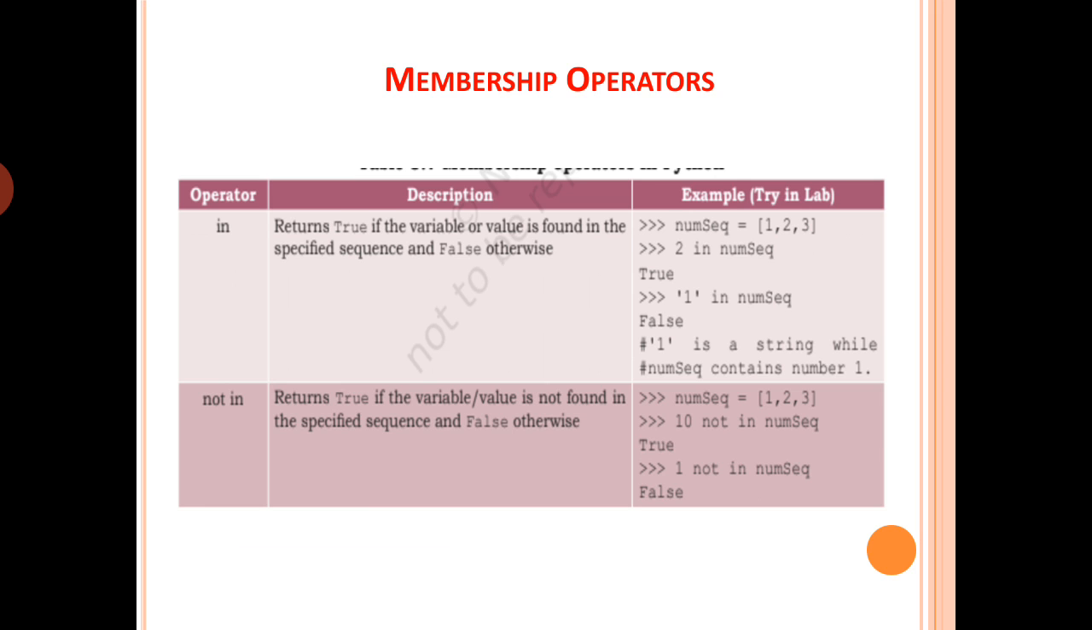Now again see here in the example, num sequence is the list variable in which the list of items 1, 2, 3 are stored. Now in the second line, 10 not in num sequence. See, it will check whether 10 is there in the num sequence. So 10 is not there in the num sequence, so it will print true. Otherwise, it will print false.